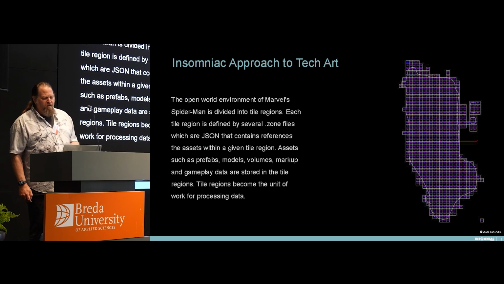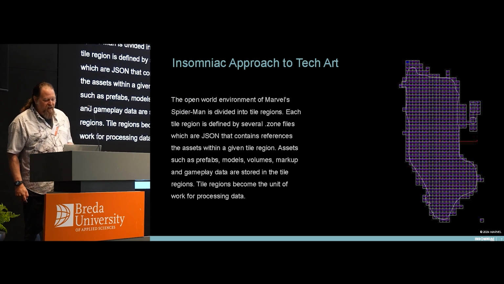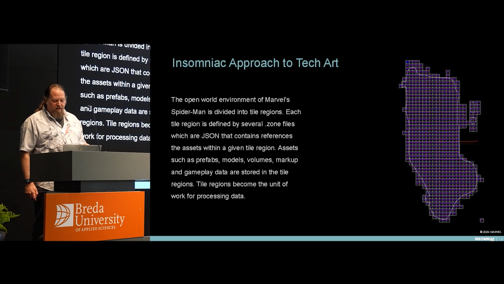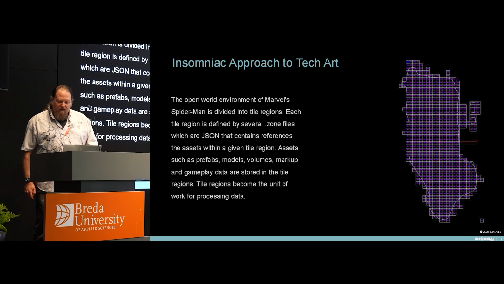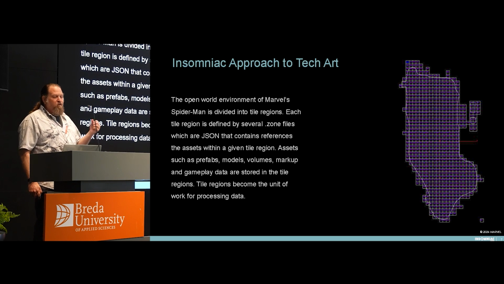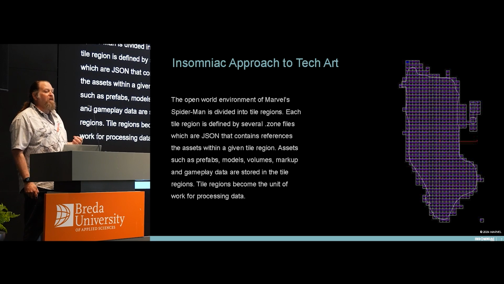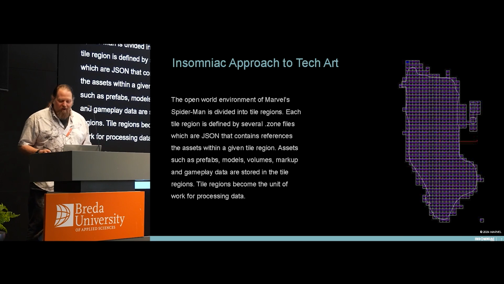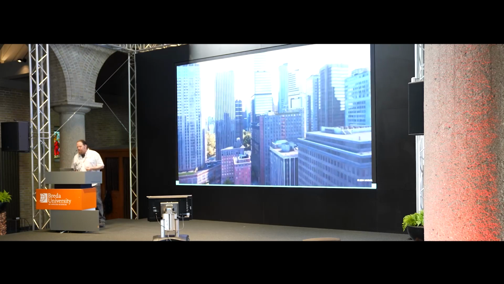The open world environment of Marvel's Spider-Man is divided into 726 tile regions. Each tile region is defined by several zone files, which are JSON that references the assets within a given tile region. The tile regions become the basic unit of work for processing data. For example, a tile could be a work item in a PDG network. Here's a video of the full streaming system in action.